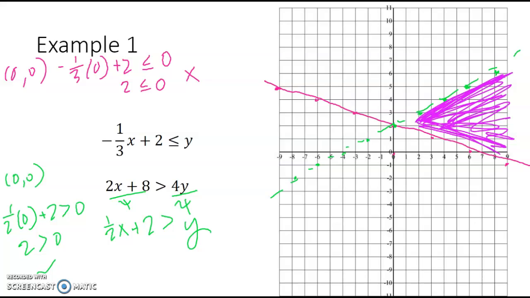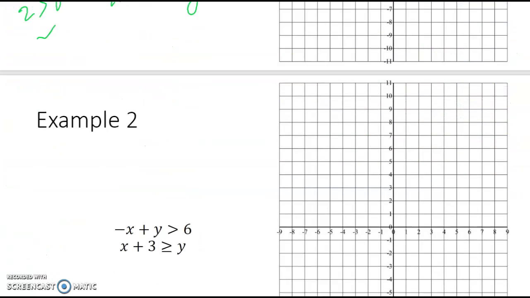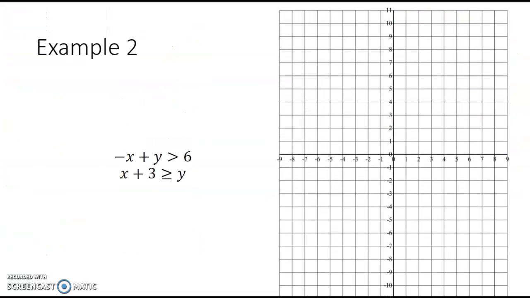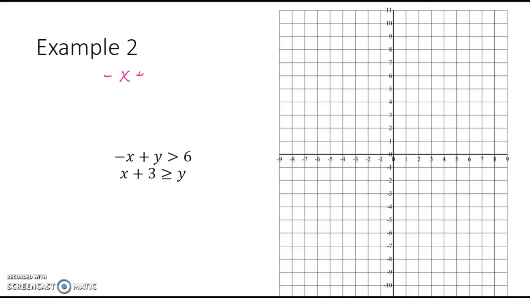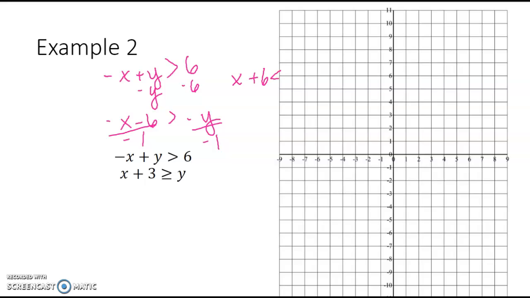Okay, let's try one more example together. So for example 2, the first inequality is negative x plus y is greater than 6. I want to move my x to the other side. That way I can graph this in slope-intercept form. So now I have x plus 6 is less than y. So we're going to put our y-intercept. I'm going to use my slope to plot the rest of my function.